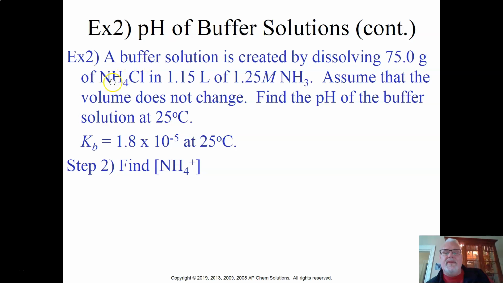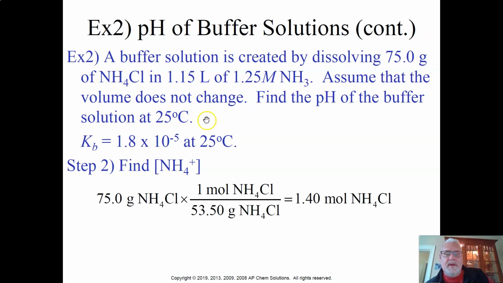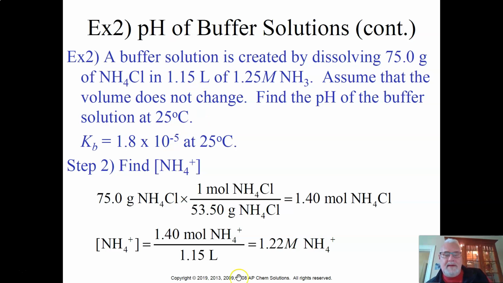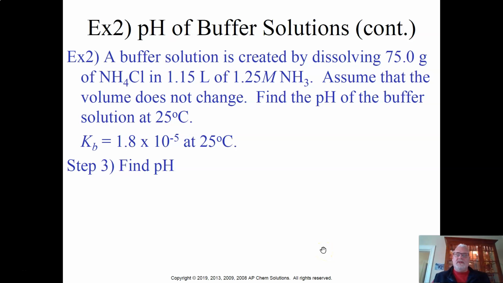All right, so now we're ready to start crunching those numbers. You take the 75 grams, do the whole shooting match to begin with of ammonium chloride to figure out exactly how many moles you have. And again, they give you the volume, not exactly 1 liter this time, but 1.22 molar NH4 plus. So now you've got that salt, or that conjugate acid. You can see it has an extra hydrogen to give, so it's a conjugate acid.